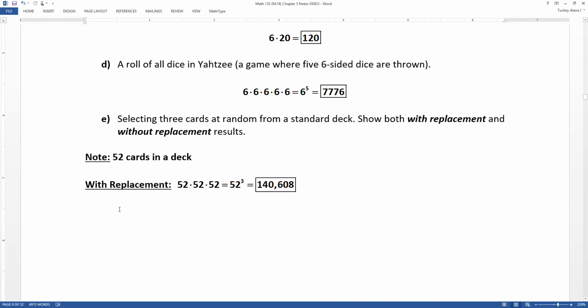So let's try without replacement. Without replacement means you draw it and it's in your hand and it's no longer in the deck at that point. Well, that means there's 52 options for the first card, but then once you have one of the cards in your hand, there's only 51 left in the deck. If they deal you another card, then there's only 50 left in the deck, which means it's 52 times 51 times 50, which is 132,600.